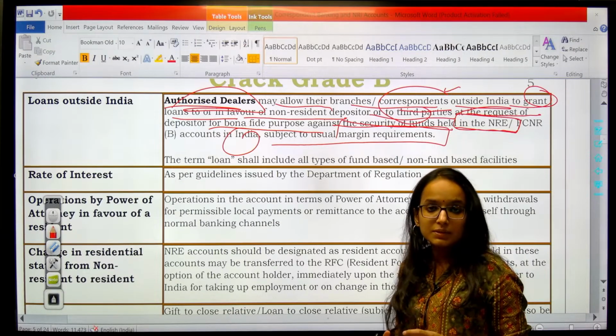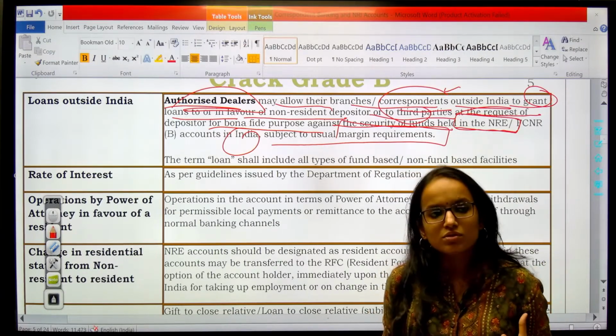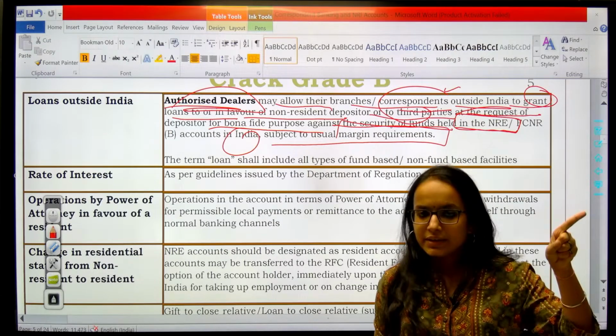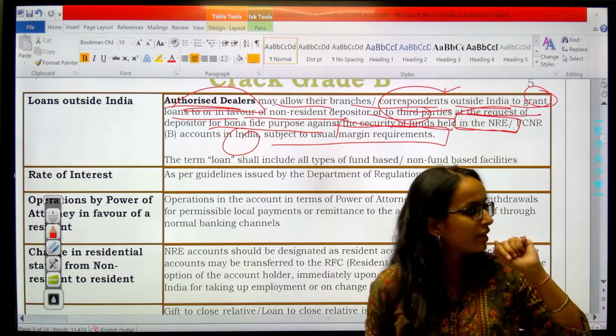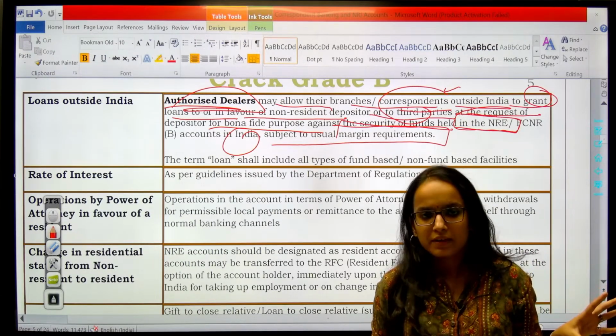Again, since an Indian authorized dealer grants these loans, they cannot be used outside India. This is the first thing which we have done, right? They can be used inside India only, for any purpose.